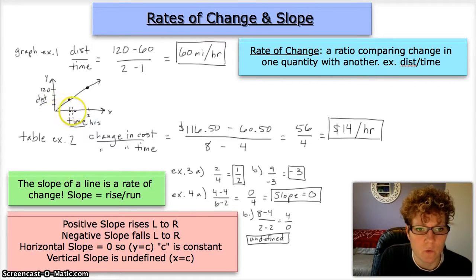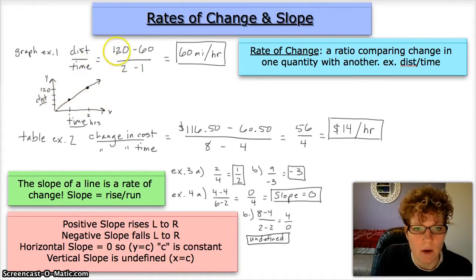If you go 60 miles in 1 hour, there's a point for that. And in 2 hours, 120 miles. So this shows a linear relationship, and it is a rate of change. It's distance over time.